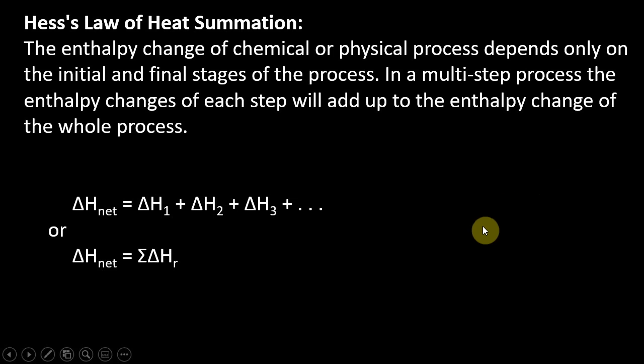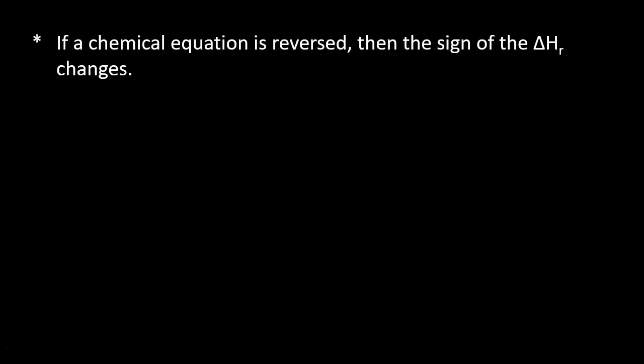The other way is writing it down using the sigma notation for the sum of all the enthalpy steps. One of the things we also have to realize is that if the equation is reversed, so if you run the equation backwards, then the sign of the enthalpy change is also going to be reversed. So if normally it's an endothermic reaction, then your delta H will be positive, and reversing it makes it an exothermic reaction, so then the delta H has to be negative.